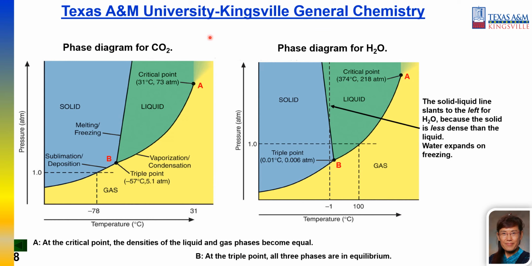Followed by, I want to spend some time discussing the phase diagrams for two different substances. The first one is for carbon dioxide, the second one for water. First of all, what is the phase diagram? The phase diagram is a schematic demonstration where you use pressure as your y-axis and temperature change as your x-axis. In this diagram, you separate the diagram into three different regions to represent the solid, liquid, and gas.